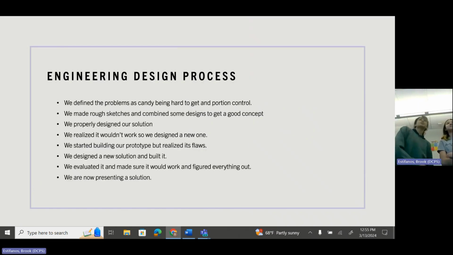Engineering design process. We start by defining the problem as being able to get candy and portion control. We sketched and combined our sketches to get a good concept for design. We probably designed a solution, but then we realized it didn't work and had to redesign it. We started a new prototype, realized its flaws, and redesigned once again. We finally designed the solution that we have now, and then we evaluated, made sure it would work with everything we figured out, and we're now presenting our solution.